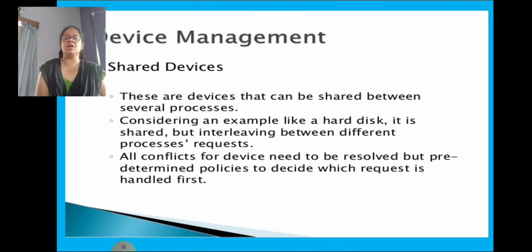Next, shared devices. These are devices that can be shared between several processes. Consider an example like a hard disk, which is shared by interleaving between different process requests. All conflicts for a device need to be resolved by predetermined policies that decide which request is handled first.